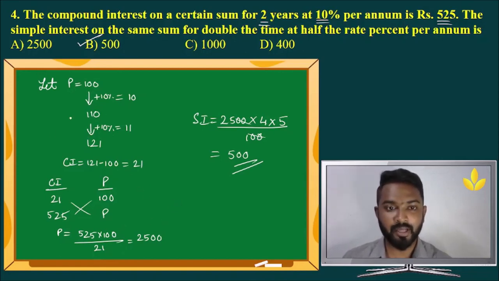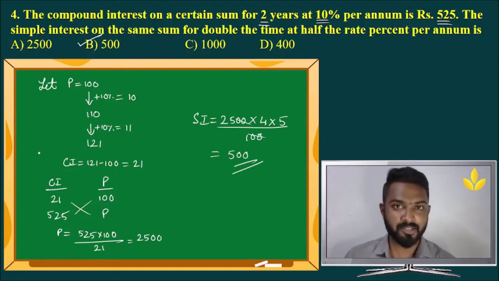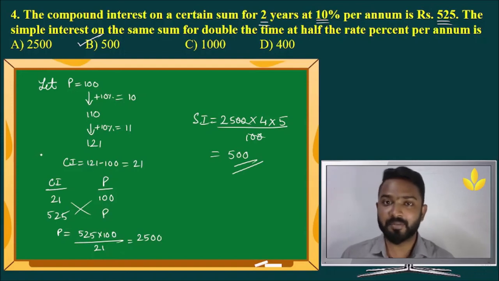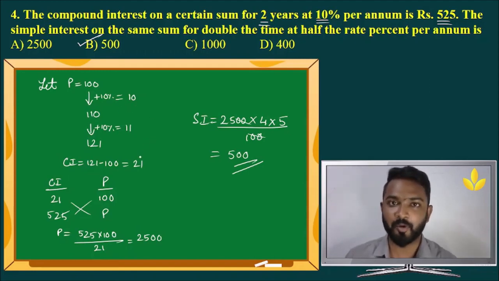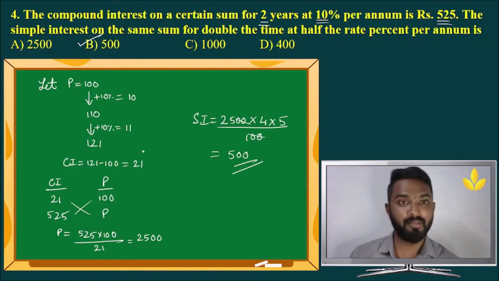The main thing to take away from this question is how to find the principal when compound interest is given. Everybody knows how to find the principal when simple interest is given. But how to find the principal when compound interest is given, that is something that not a lot of people are familiar with. I hope you understood it here. Let's move on.